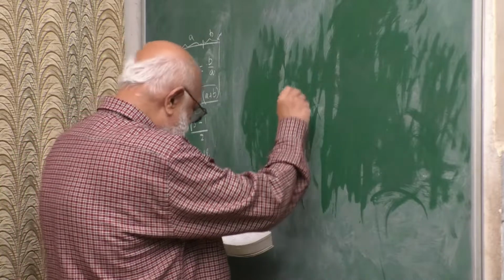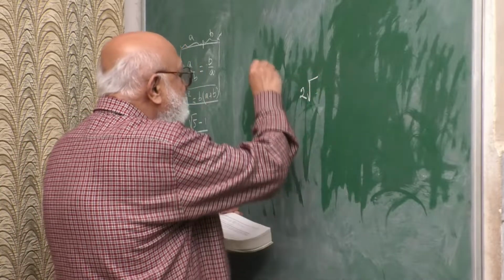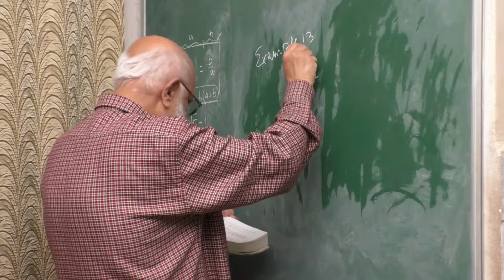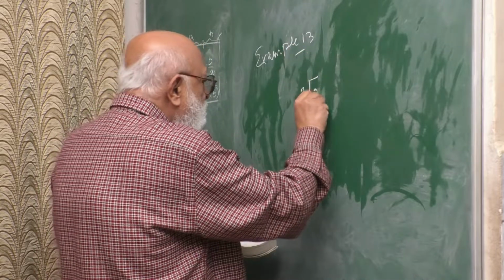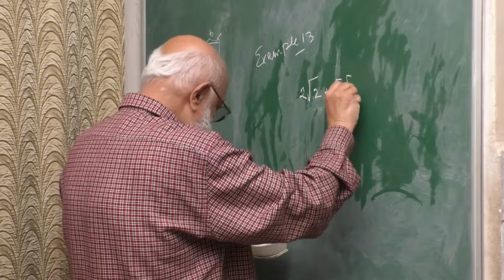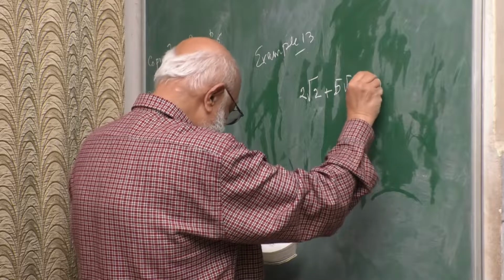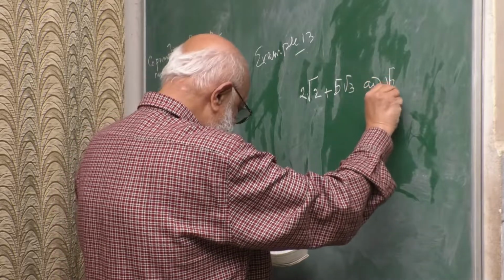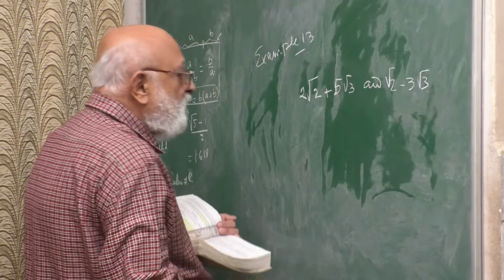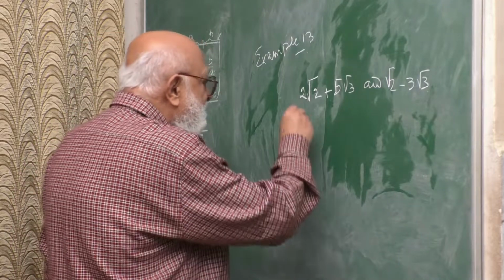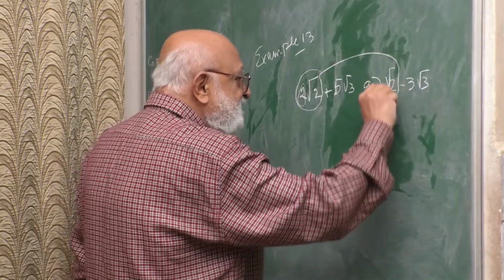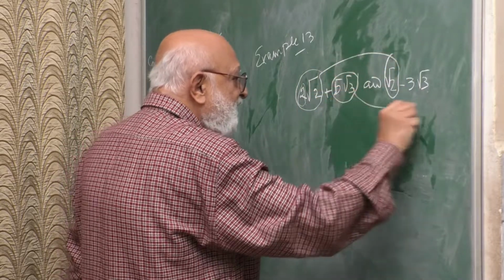Let us say it says add, this is example 13. So what does it say? 2 root 2 plus 5 root 3 plus 5 root 3 and root 2 minus 3 root 3. What do I have to do? First of all, I have to combine. So these are coefficients. So I have to take this, and I have to take this and this.